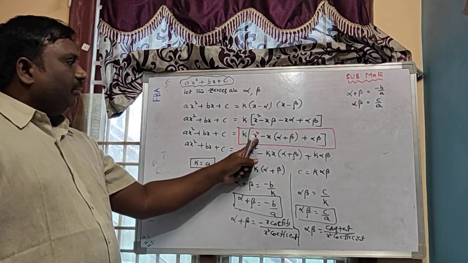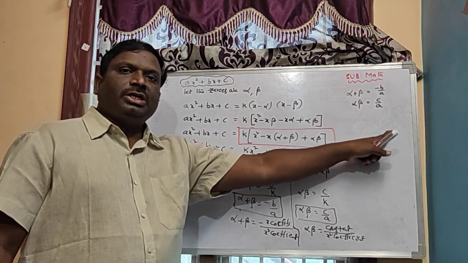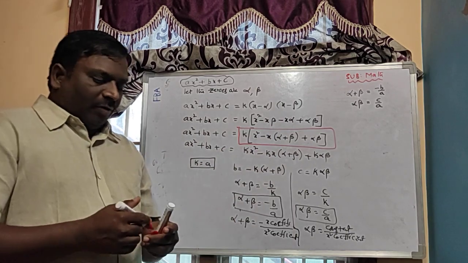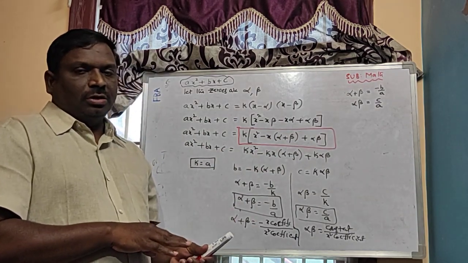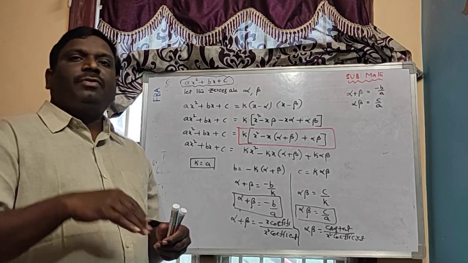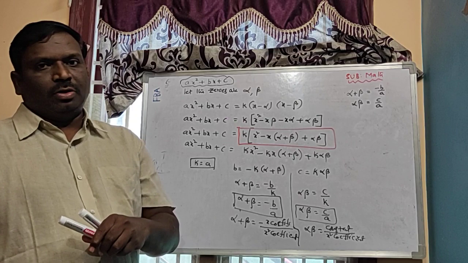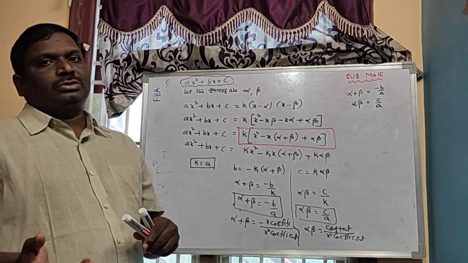Sometimes they will give the sum of the zeros and the product of the zeros directly. Then we need to find the quadratic polynomial. So we have to find the quadratic polynomial when they give the zeros. When zeros are given, find the quadratic polynomial. When the quadratic polynomial is given, find the zeros.